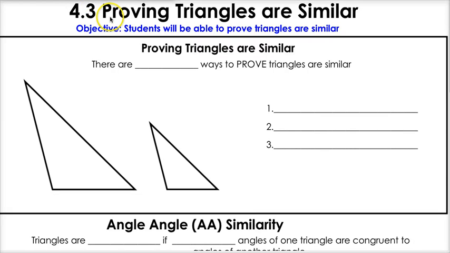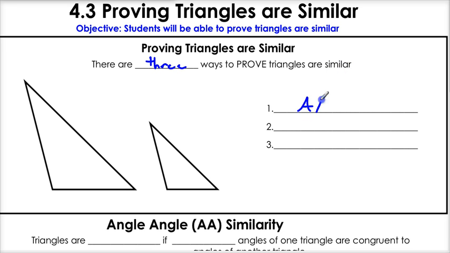Hey, welcome to lesson 4.3, proving triangles are similar. Now this is just like what we did with congruent triangles when we proved they're congruent. We're going to do the same thing with similarity. The first thing you should know is that there are three ways to prove that triangles are similar.